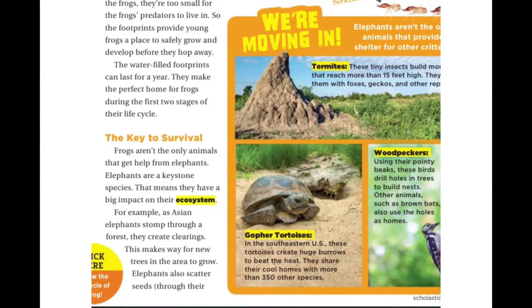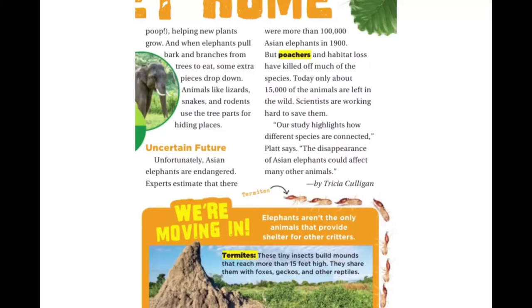Elephants also scatter seeds through their poop, helping new plants grow. And when elephants pull bark and branches from trees to eat, some extra pieces drop down. Animals like lizards, snakes, and rodents use the tree parts for hiding places.